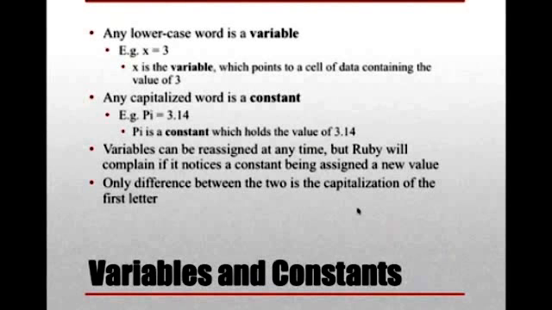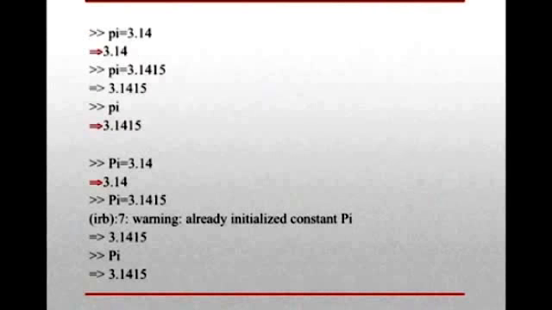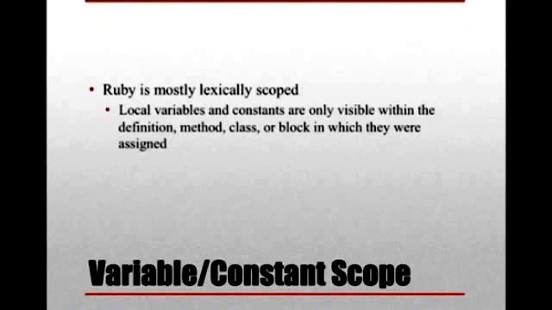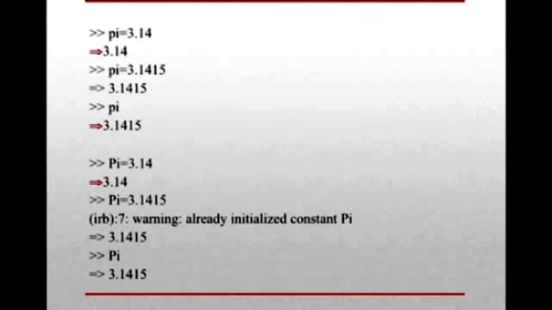Variables and constants. So local variables are handled the same way that we've seen them handled in Scheme. We jump ahead here. Ruby's mostly lexically scoped, so local variables are only visible within whatever chunk of code that you define them in, whether it's a definition or a block, which we'll talk about later.